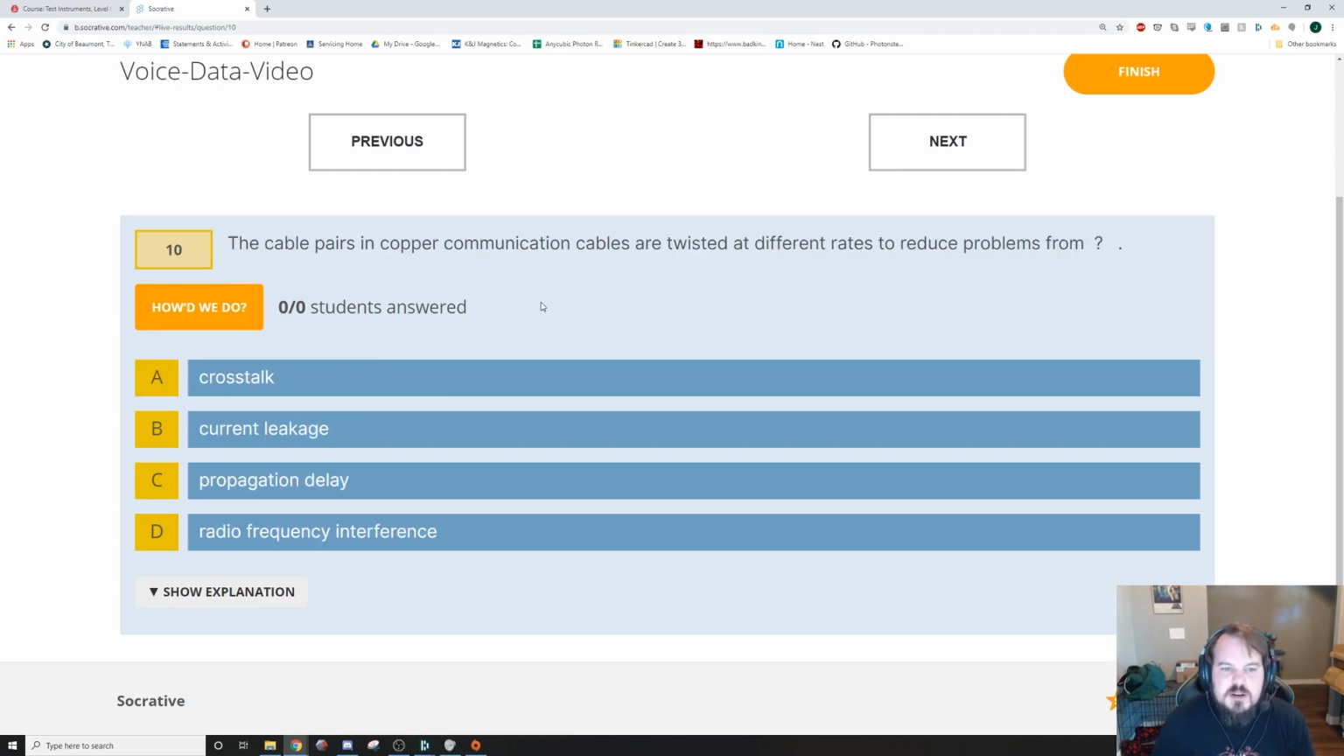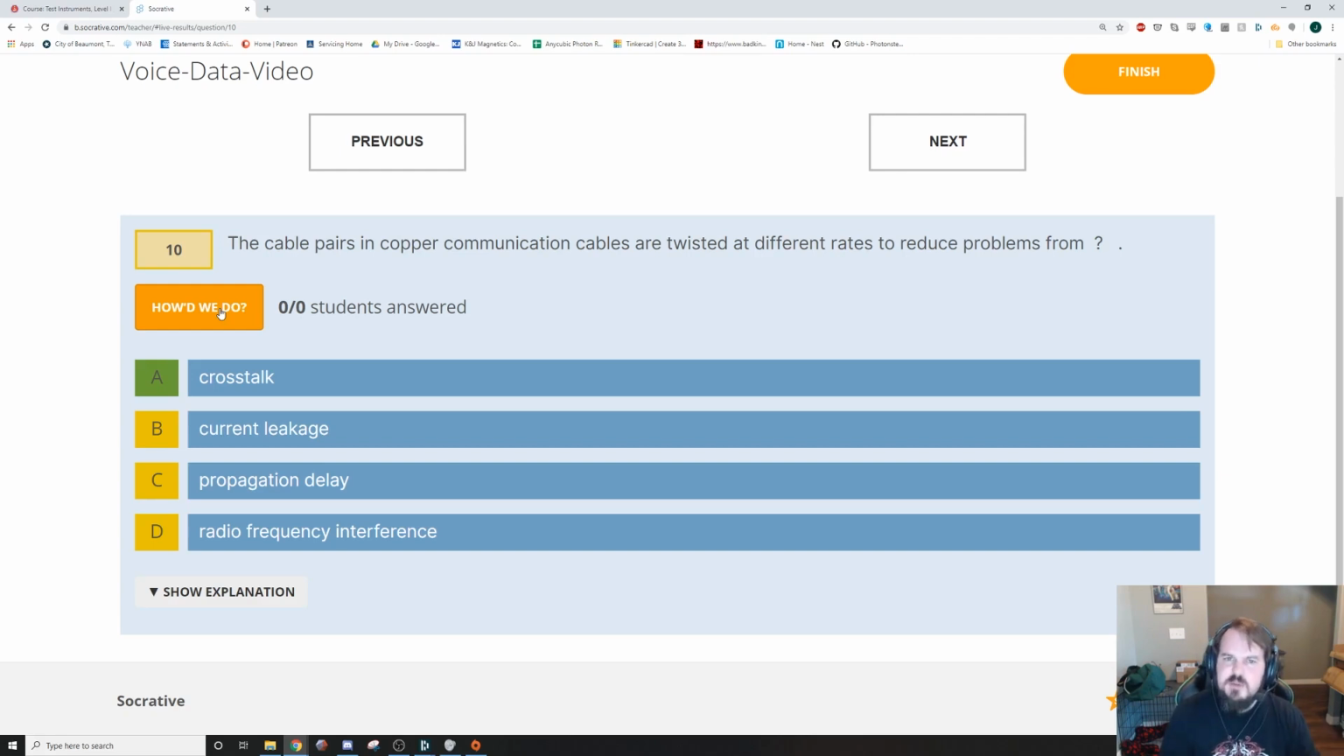Alright, the cable pairs in a copper communication cable are twisted at different rates to reduce problems from crosstalk. So we've talked about induction. In a communication cable, they are inducing voltages on each other, and them being twisted at different amounts inside the cable will help nullify that induction, because each pair works together to send a signal, and all the induction is just kind of canceled out while they're twisted.